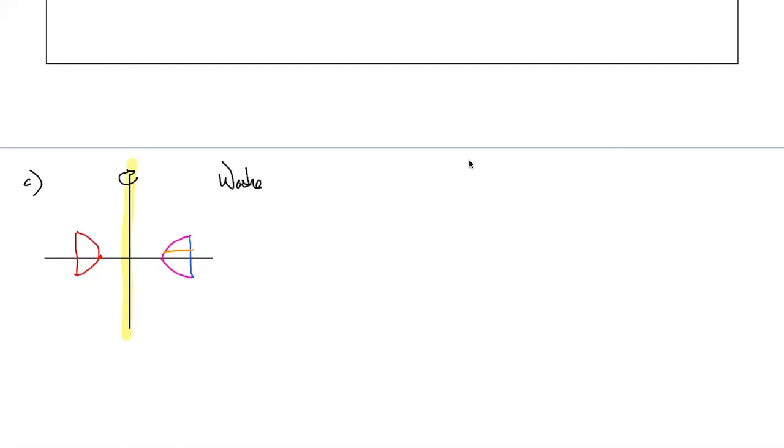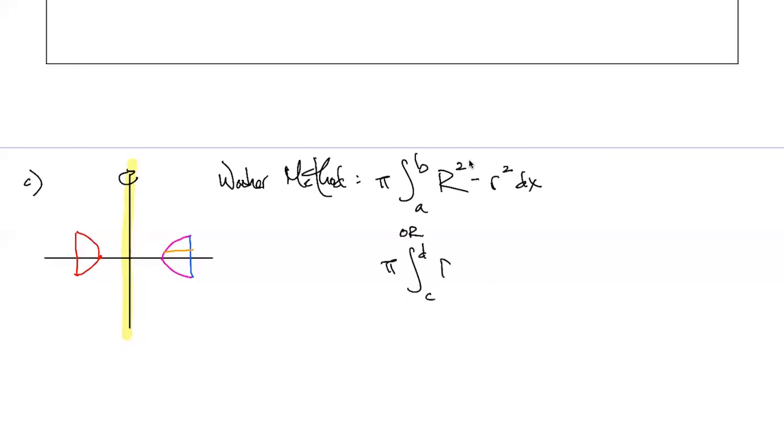So for washer method, here's sort of a general equation. You can say pi, the integral from A to B of your big radius squared minus your little radius squared dx, all right, if you're doing dx, or pi, the integral from C to D of big R squared minus little r squared dy. So if your axis of revolution is the x-axis, you're probably gonna use dx for washer method. On the flip side, if your axis of revolution is the y-axis, you're gonna use dy when you use the washer method. So since I have a vertical axis of revolution here, I'm going to use dy.